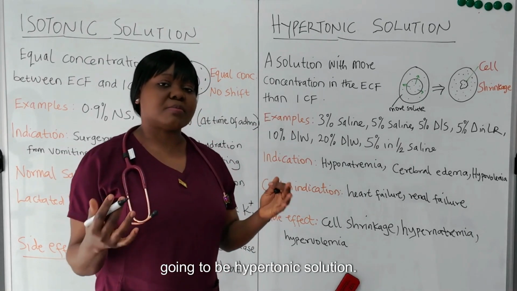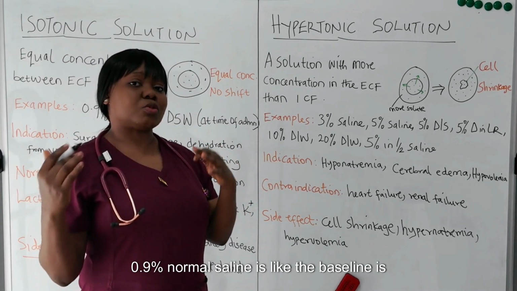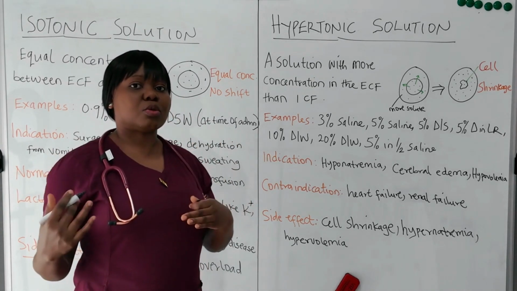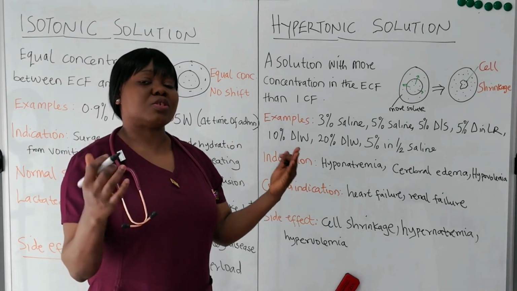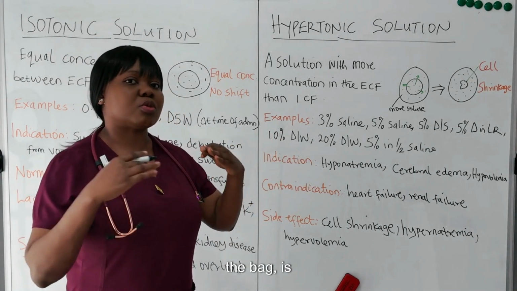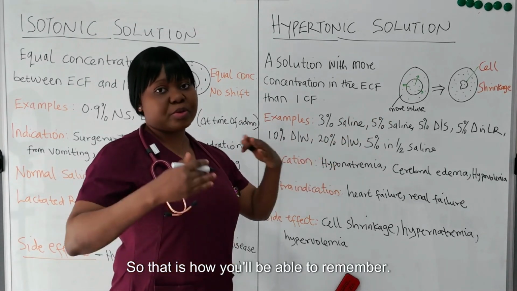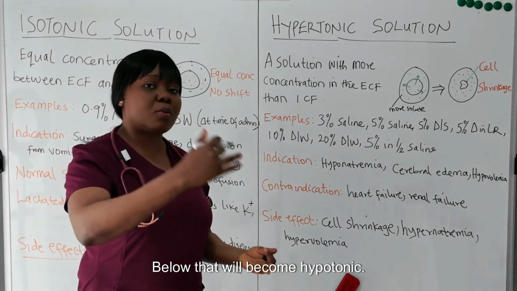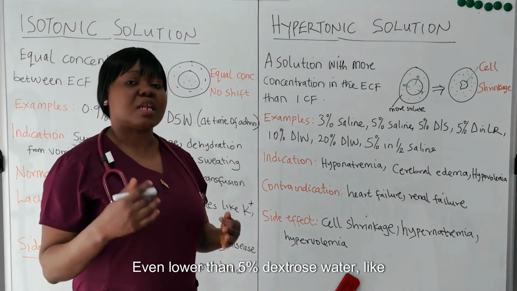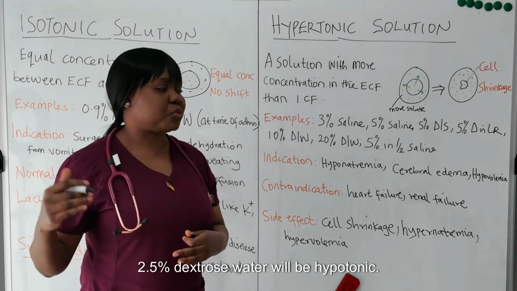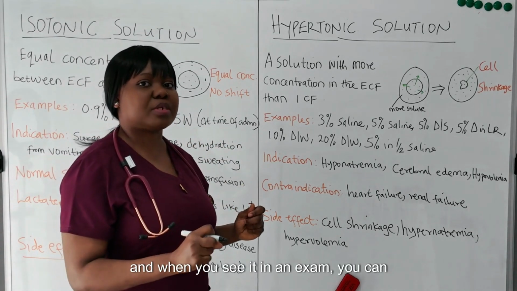So you don't really need to cram this. If you know that 0.9% normal saline is like the baseline, it is isotonic. Lactated Ringer's is isotonic. 5% dextrose water, when it's just being administered or still in the bag, is an isotonic solution. Above that will become hypertonic. So that is how you'll be able to remember. Below that will become hypotonic. So anything lower than 0.9% will be hypotonic, and even lower than 5% dextrose water, like 2.5% dextrose water, will be hypotonic. So with that, you'll be able to picture it, and when you sit in the exam, you can easily pick it.